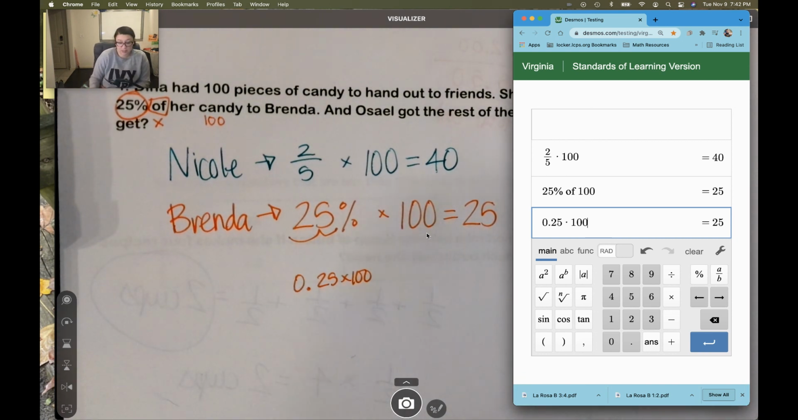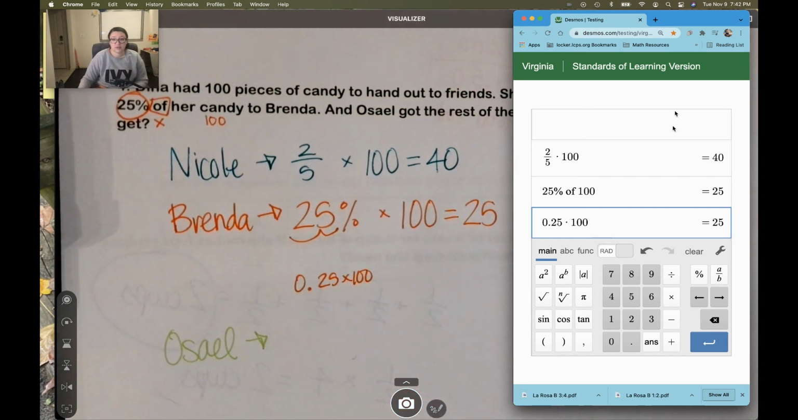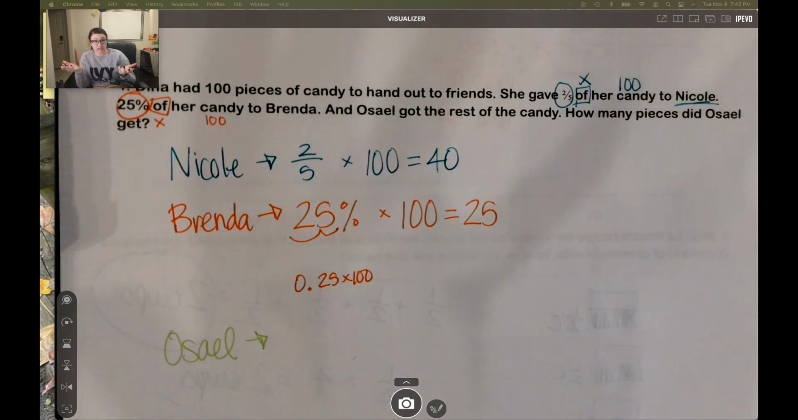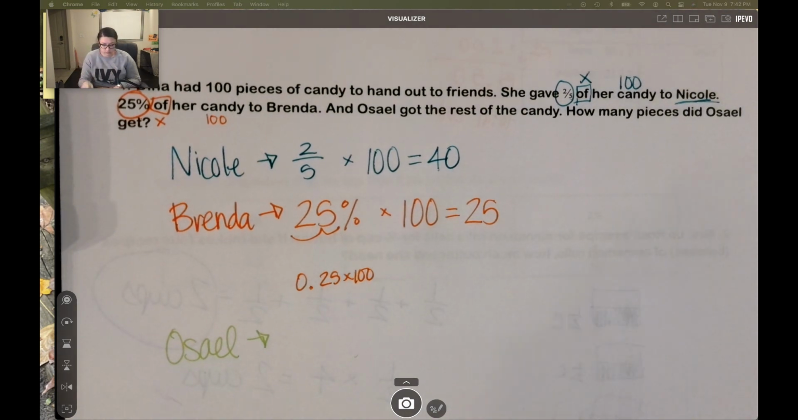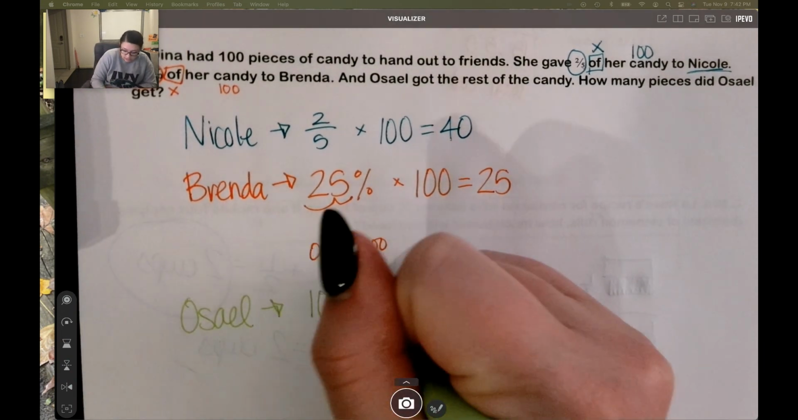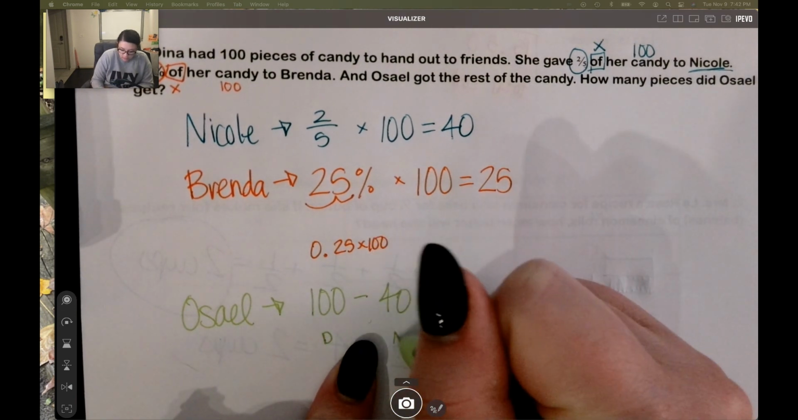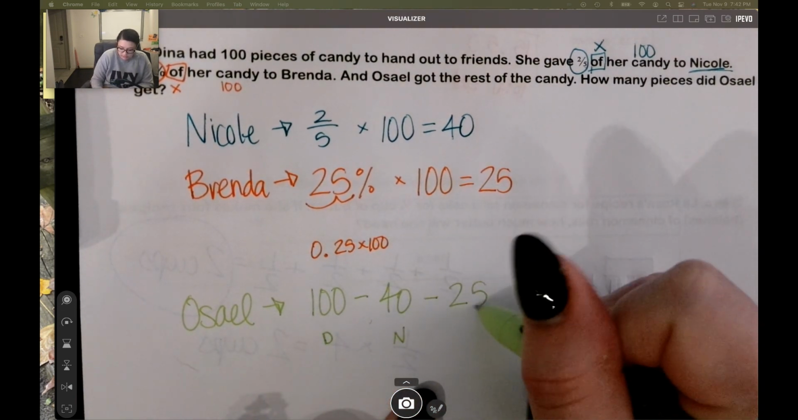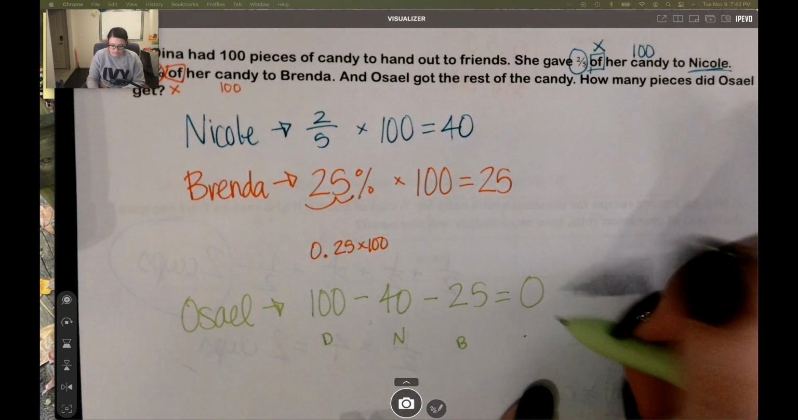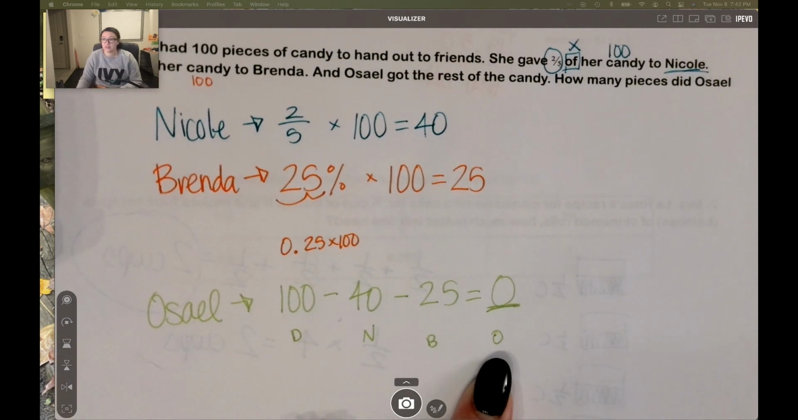And then lastly, we need to figure out how much Osale is going to get. Most of us were right in knowing that we need to subtract to figure out how much Osale is going to get. So we know that altogether, Dina has 100. And if we subtract 40 for Nicole and we subtract 25 for Brenda, whatever's left over, whatever this number is, that's how much Osale is going to get. That's how many pieces he's going to get.